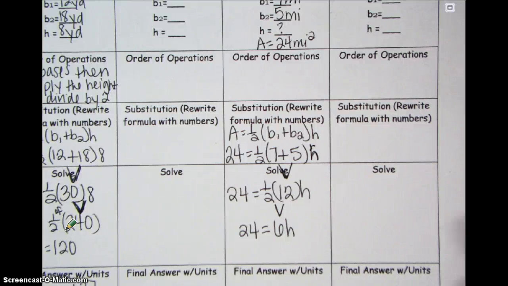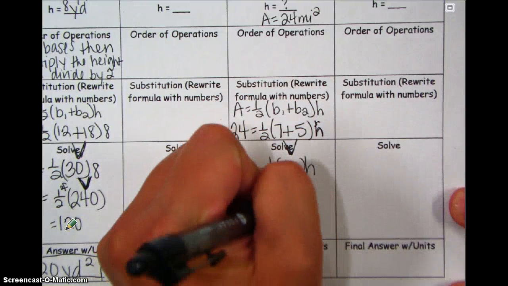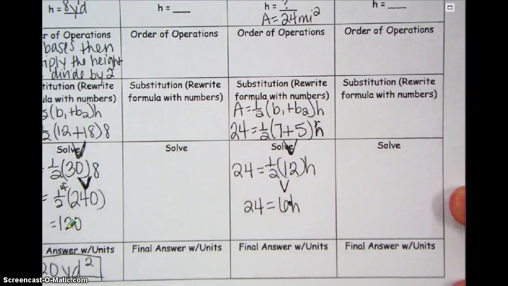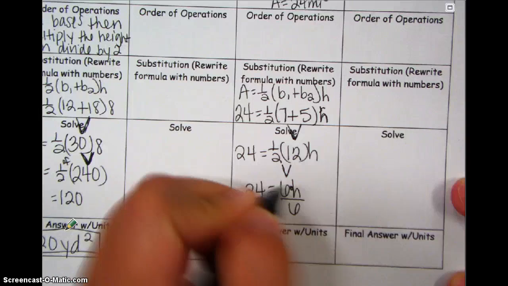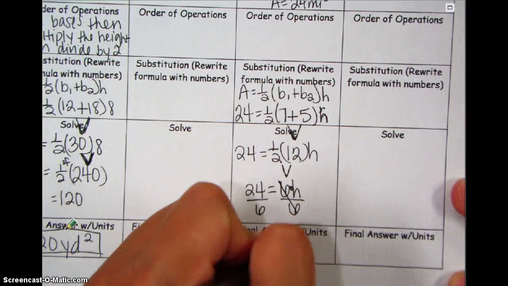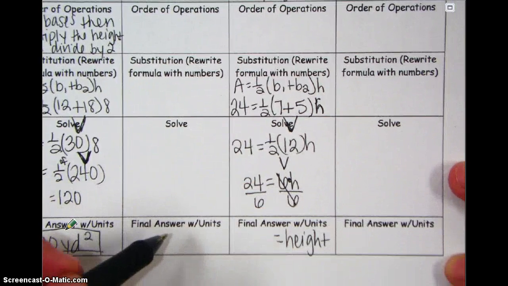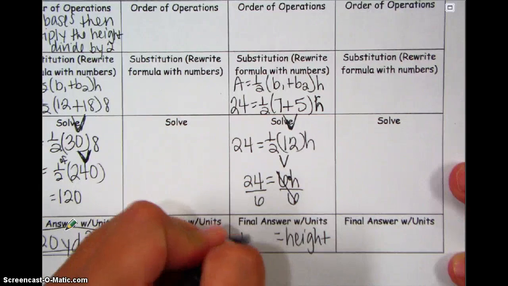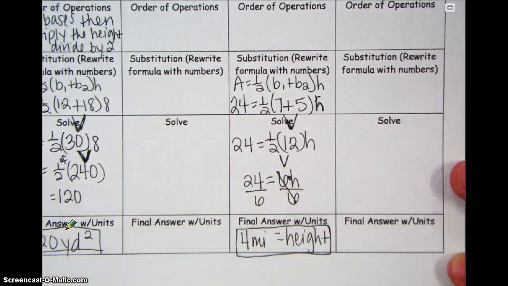This looks more like something I should know how to solve now. And that 6 is being multiplied with my height. So what's the inverse operation of multiplication, Ty? Division. So I'm going to divide both sides by 6. And my height would equal what then? 24 divided by 6, Sarah? Would be 4 miles. And remember, that is not squared because it's not the area, that's just the height.